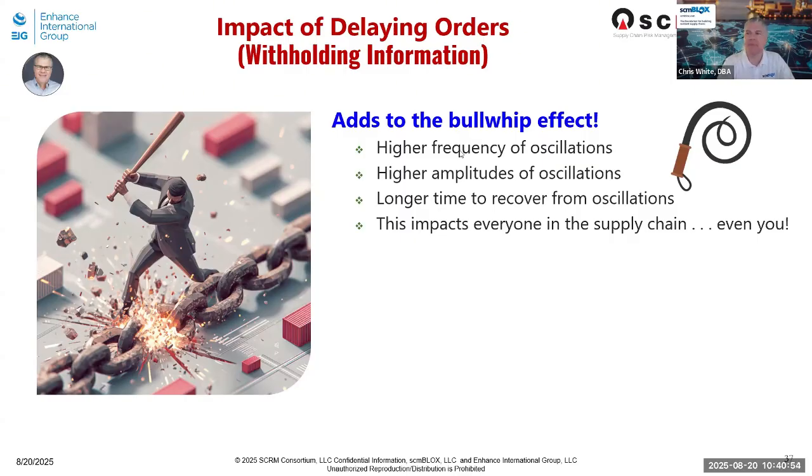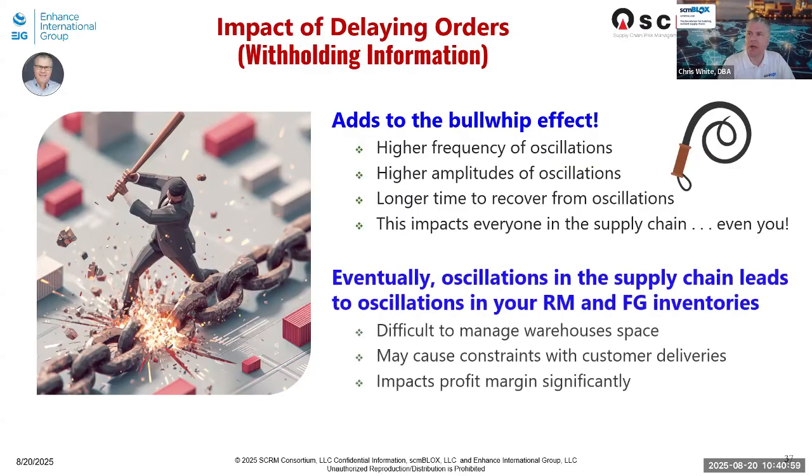It might not be immediate. And then eventually these oscillations in the supply chain lead to oscillations in your finished goods and raw material, which, like we said, is difficult to manage in the warehouse. There may be constraints with customer deliveries, and your profit margin may suffer because you don't have room for finished goods to sell, and you're accumulating other materials. So big impact on that.